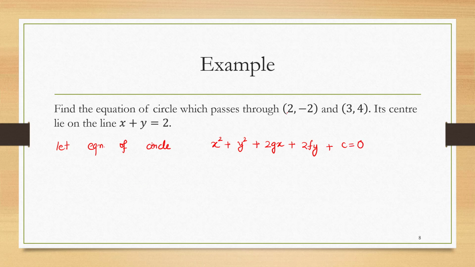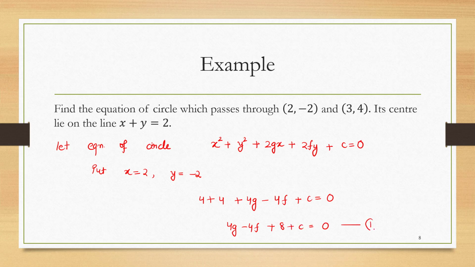Now since it passes through (2, -2), put x equal to 2 and y equal to -2. We get 4 plus 4 plus 4g minus 4f plus c equals 0, or 4g minus 4f plus 8 plus c equals 0. Let's call this equation number 1. Since we want to find the three unknowns g, f and c, we will need three equations.